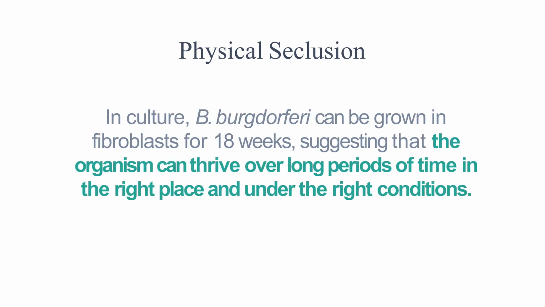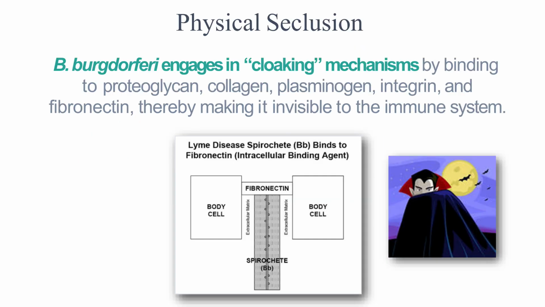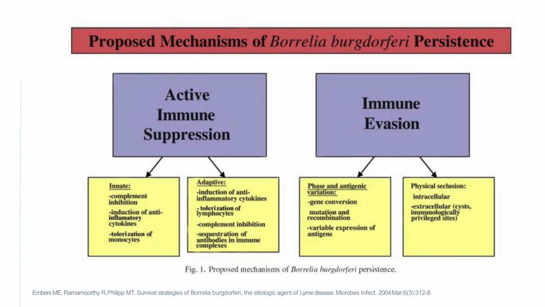So this physical seclusion in culture, Borrelia burgdorferi can be grown in fibroblasts for 18 weeks. So that's just giving you an example of some research. And that suggests that the organism can thrive over long periods of time in the right place, under the right conditions, and basically you can never get rid of it. So it engages in cloaking mechanisms by binding to proteoglycans, collagen, plasminogen, integrin, and fibronectin, thereby making it invisible to the immune system. Very, very clever.